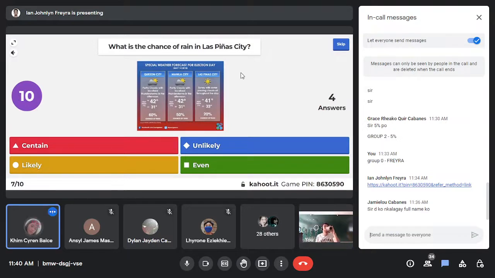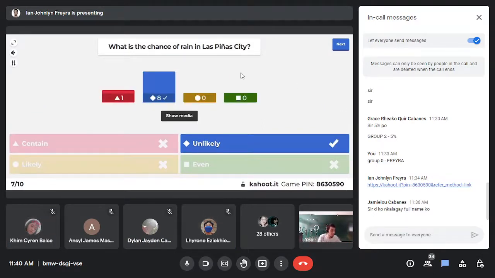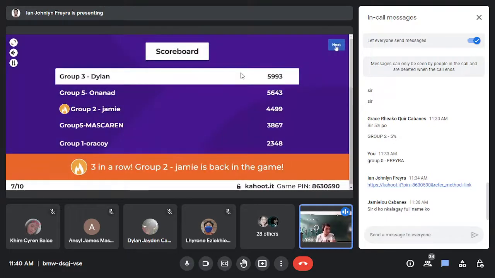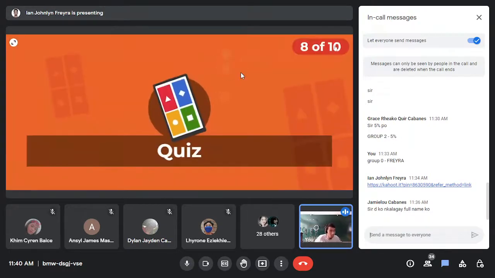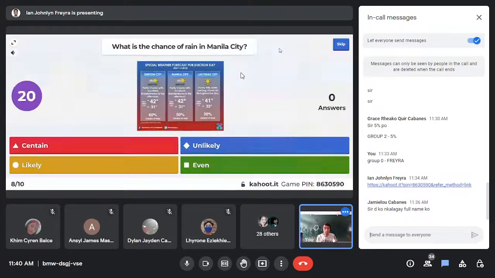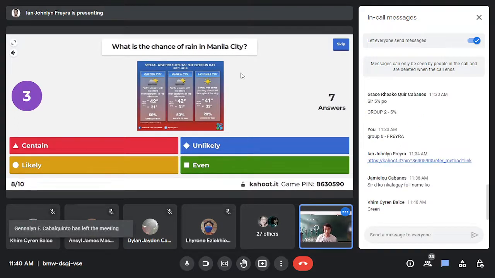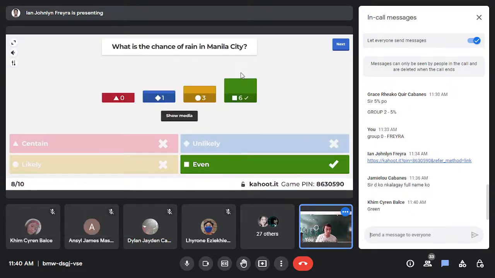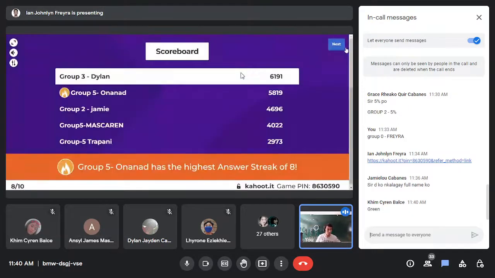Sir, nag-log in na ako, sir. Pero meron pang groupmates mo na kasali? Opo, ata. Ewan ko po kung sino na sumali eh. That's unlikely. Kasali pa. Sila na bahala. Taas na ni Dylan. What is the chance of rain in Manila? Manila City. That's even, 50%.